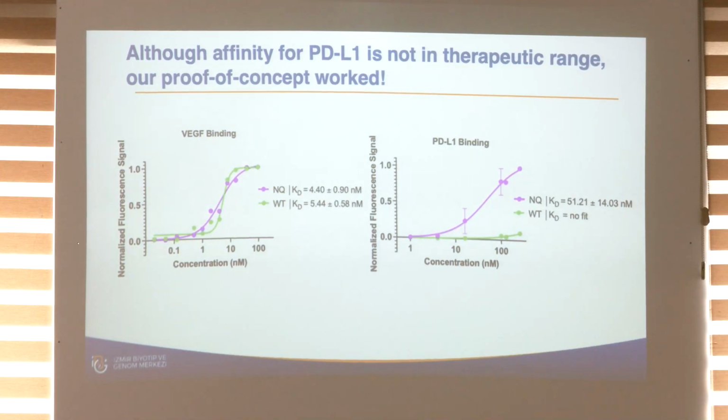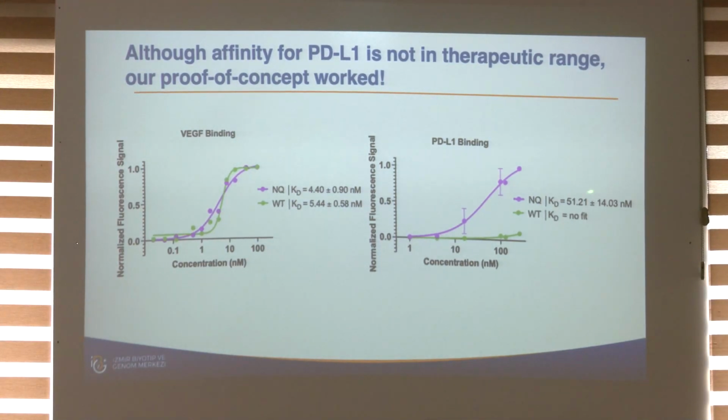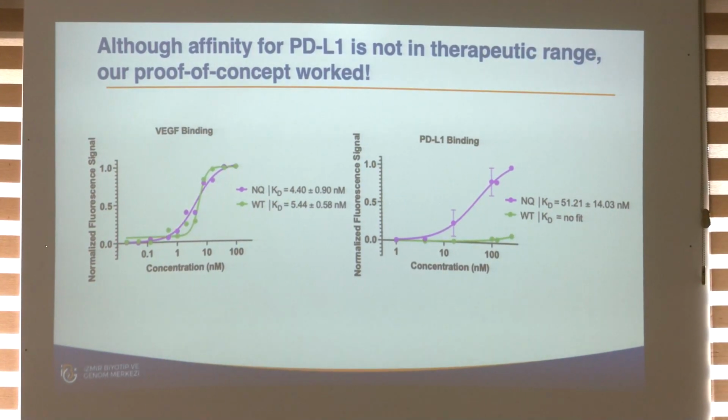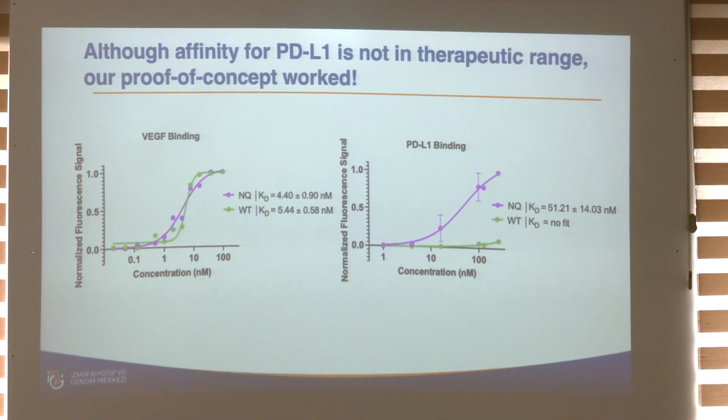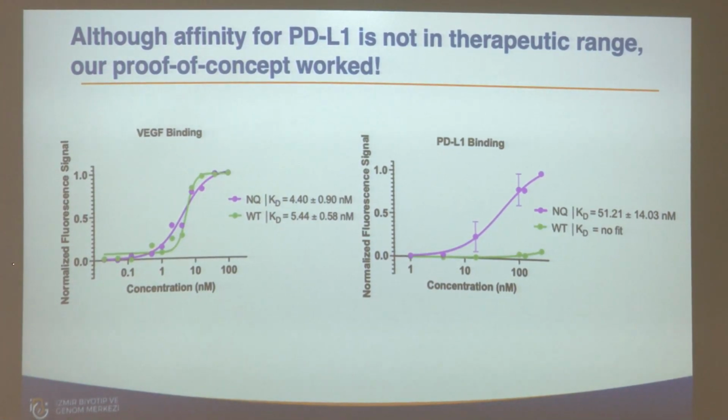We can do some more engineering to measure the affinity, because we only check the 2 positions, and we plan to do more than 4 positions in the same loop. So this can be increased. And as you know, the wild type doesn't bind to PD-L1 at all, even non-specifically. Specificity is high for VEGF, we already know that, but we also checked it as a control. There is no binding for wild type, but for the NQ mutant, it is 51 nanomolar. So that's good. This is the proof of concept, as I said. It worked, so that loop is open to engineering.